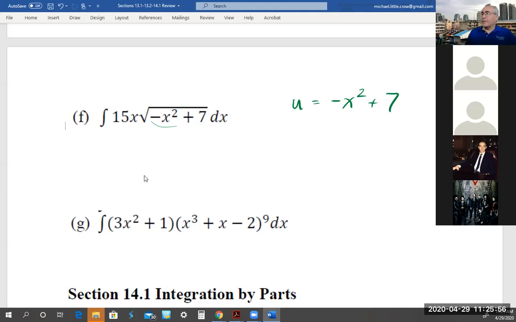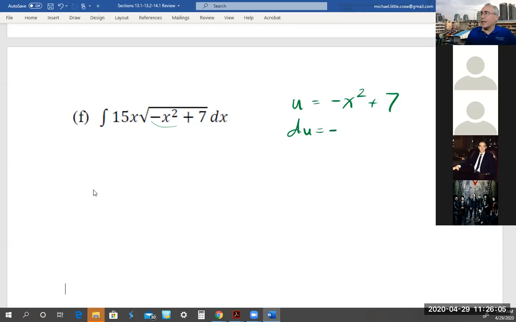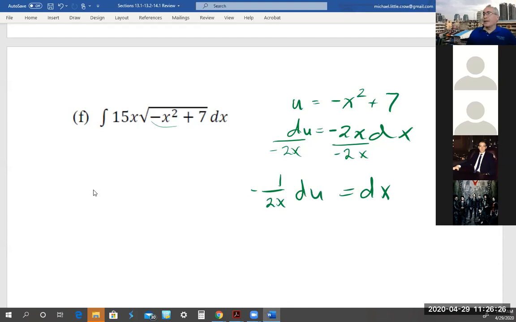Take the derivative. Let me give myself some more room here. So du, in this case, is the 2 comes down, so we get a minus 2x dx. Divide both sides by minus 2x. So we get dx equals 1 over negative 2x du. Make our substitutions.